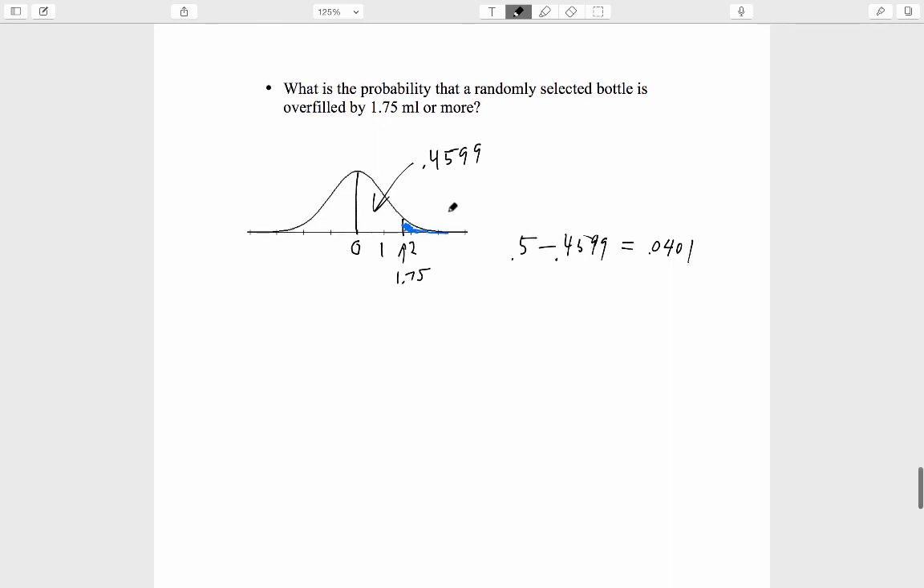It is a very common mistake to see the 1.75 milliliters, that is 1.75 standard deviations above the mean, simply look up that location in the table and find 0.4599, and then wrongly state that as the answer. You must do this subtraction to find the region that you're really looking for.